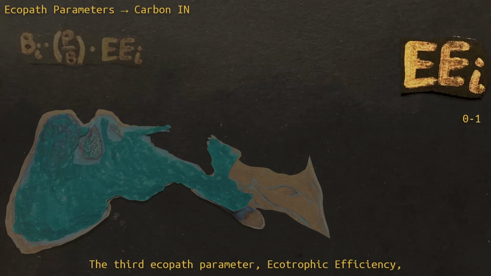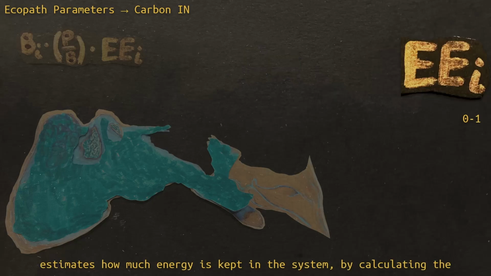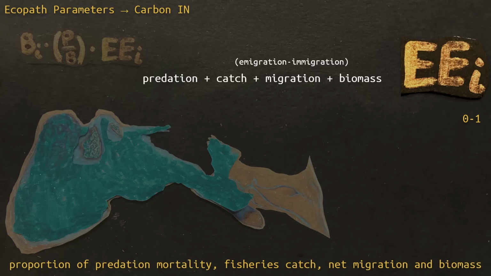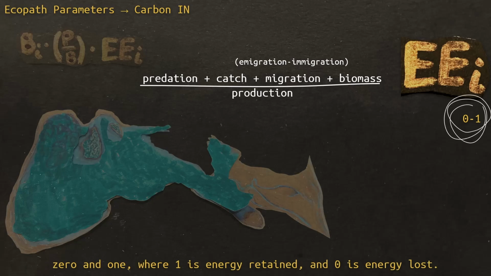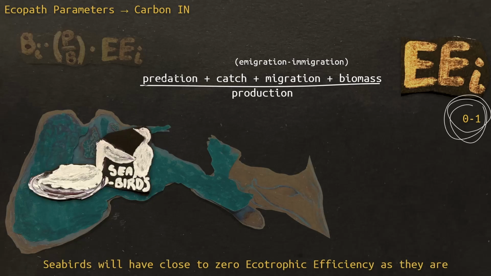The third Ecopath parameter, ecotrophic efficiency, estimates how much energy is kept in the system by calculating the proportion of factors like predation mortality, fisheries catch, net migration, and biomass of an ecotrophic group over the total production. This gives a value between 0 and 1, where 1 is energy retained and 0 is energy lost.